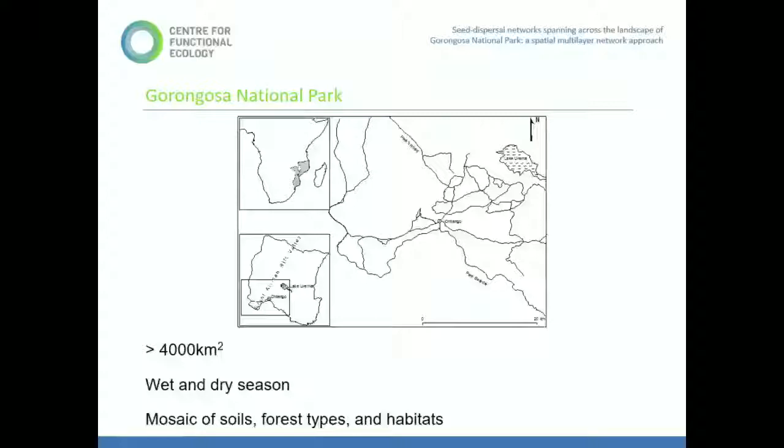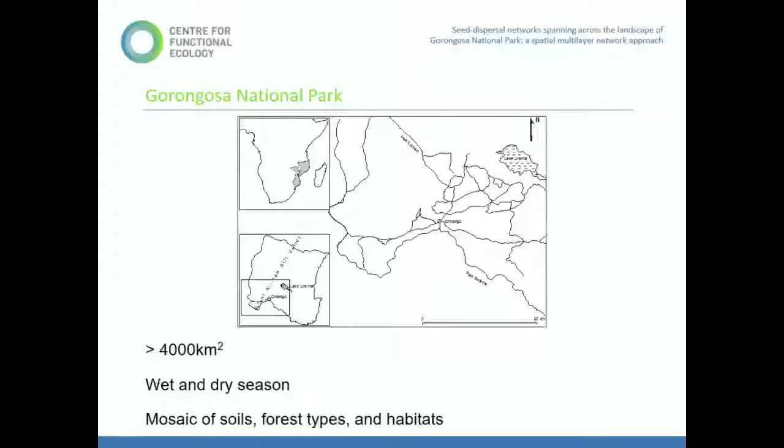So the work we did was in Gorongosa National Park, which is in Mozambique in Africa. This is a 4,000 square kilometer park that is characterized by a wet season and a dry season. The landscape is quite influenced by a flooding that occurs during and after the wet season, and there's Lake Urema, which is at the center of the park, that expands hugely, and this leads to different types of soils with different characteristics, and then different types of forests and habitats.